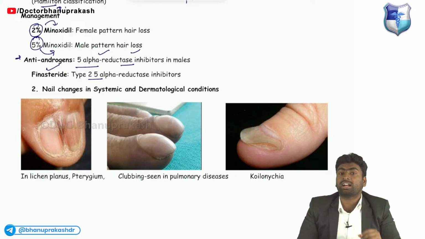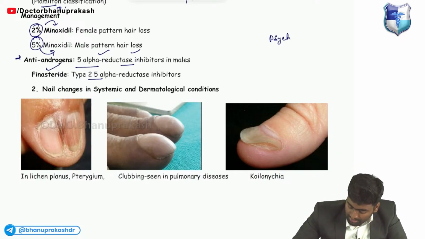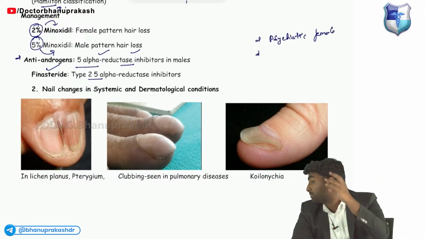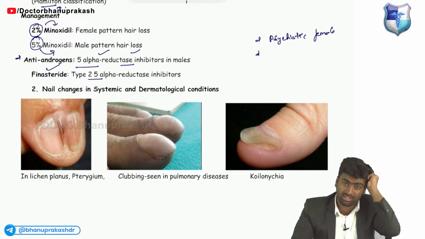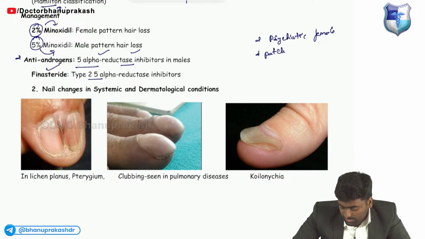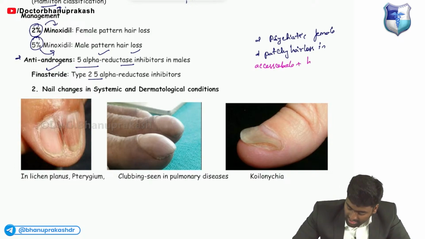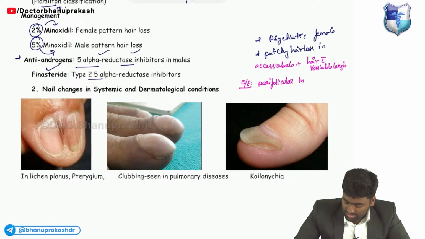And then you might see a psychiatric female, or mostly females, presenting with patchy hair loss in easily accessible areas, along with hair of variable length. On examination, you will be able to see perifollicular hemorrhages.